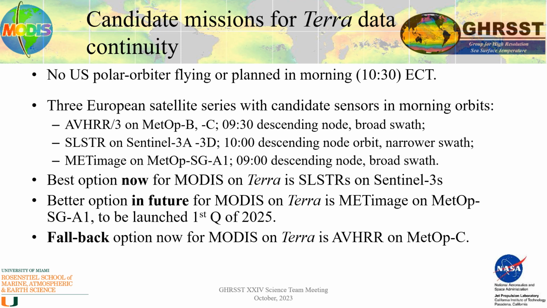SLSTRs on the Sentinel-3 series, of which there are 2 in orbit and 2 further planned, have a 10 AM equator crossing time, but have somewhat narrower swaths. In the longer term, the best candidate appears to be the MetImage, which will fly on the 2nd generation of METOP satellites of EUMETSAT, and the first is expected to be launched early in 2025. So the best option, if MODIS on Terra were to fail now, would be the SLSTRs, and in the future it would be MetImage.